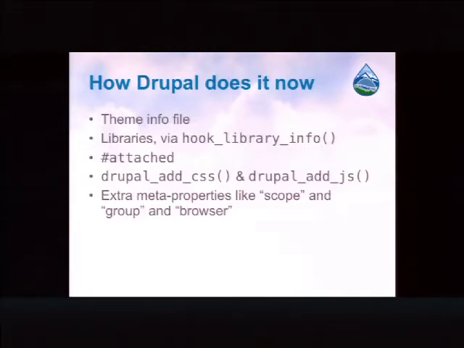But beyond that, and especially when calling Drupal add CSS and Drupal add JS, we have a few extra meta properties that we attach to our assets: the scope that they live in, group, browser information, and then, of course, also some things like the media query to use with style sheets at the very least. So we have a sort of collection of things that serves the different needs and purposes we have.